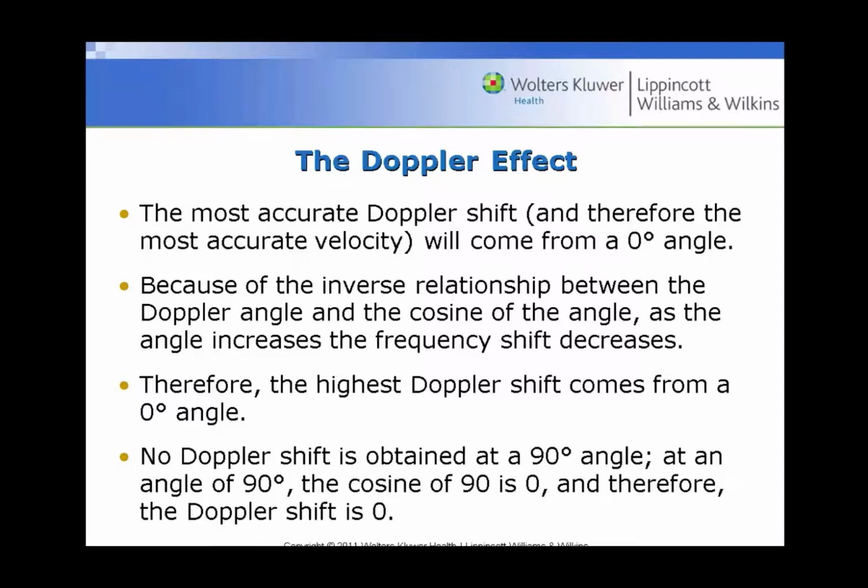But here's some things to note for now. There is no Doppler shift at a 90-degree angle. The cosine of 90 degrees is 0, and if you plug that into our Doppler formula, you'll see that that means we multiply everything by 0, which gives us no Doppler shift.